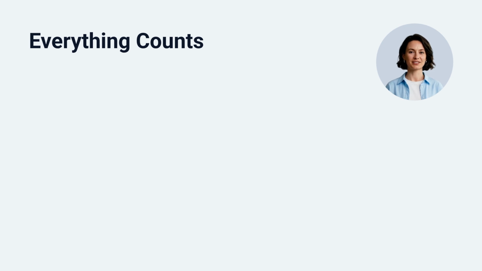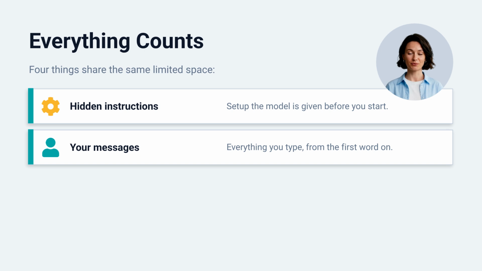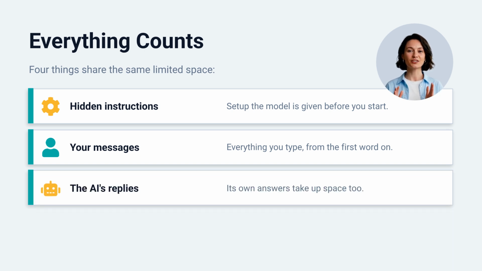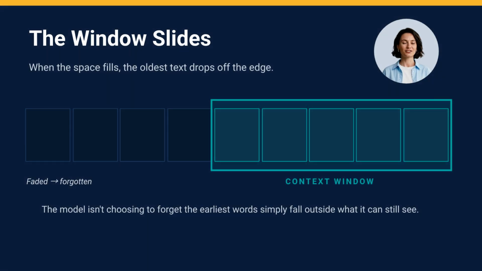And here's what often surprises some people. Everything shares that same limited space in the context window. Four things are always competing for room in the context window. First, any hidden setup or system instructions the model is given before you even start. Second, every message you type, from the very first word. Third, the AI's own replies. Its answers take up space too. And fourth, any files or documents you paste in. All of it adds up, and all of it counts against the capacity limit of the context window. As the conversation grows, the context window size does not change. It always stays the same.